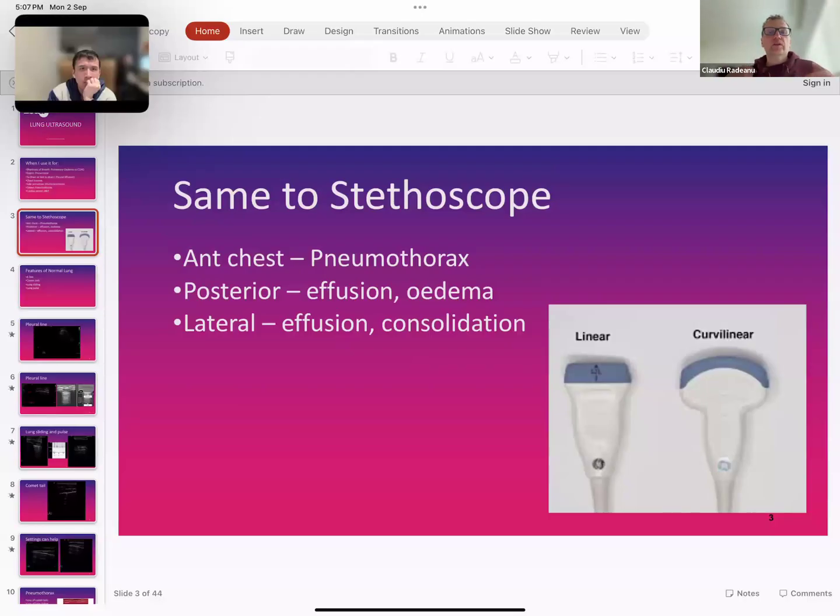So anterior, I use 3 probe positions on the right side and 3 on the left side, and then I'll go posteriorly, 3 spots. And that's basically it. It takes about 3 minutes to do the scan, because you go very quickly through it. Okay.